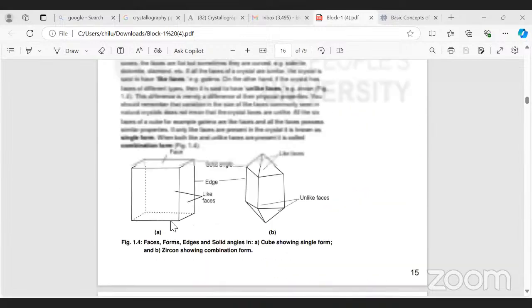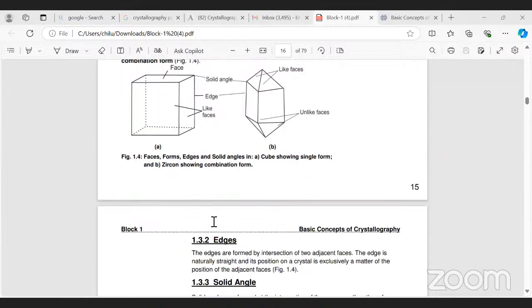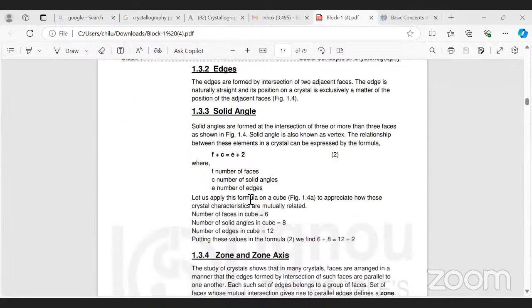Cube, how many faces does it have? Suppose this is a cube, you see here how many faces? This one, two, three. Same, this is also having this side one, two, three, back side. So three faces, 3 plus 3, 6 faces we see here. F is equal to 6.